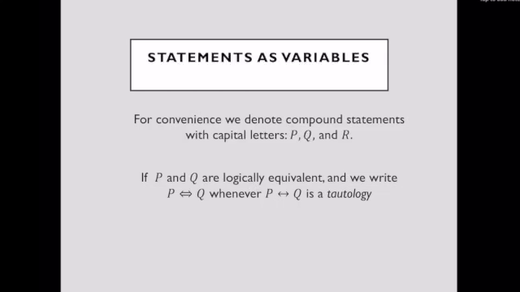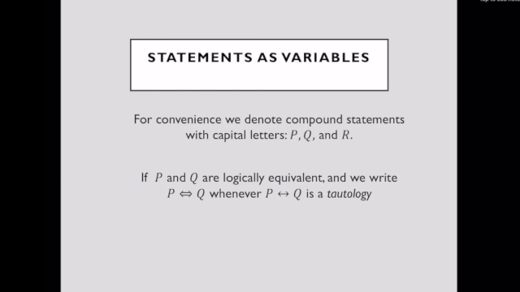So as we move through this section, for convenience, I want us to denote compound statements with capital letters, right? Remember, simple statements, we use lowercase letters, but for compound statements, we're going to use capital letters. If P and Q are logically equivalent, we write P implies Q whenever the biconditional between P and Q is a tautology, right? Meaning they have the same truth values.